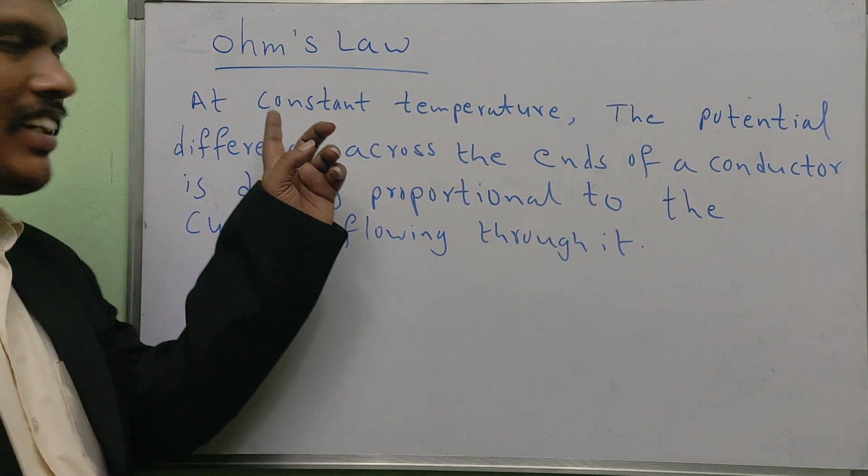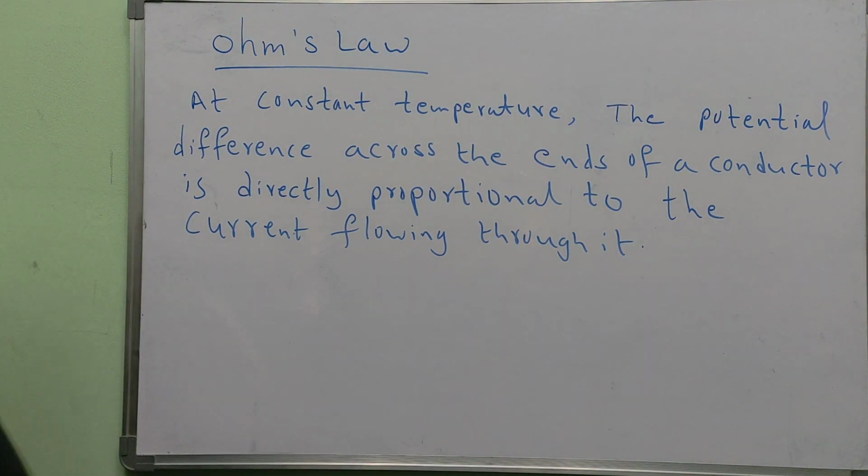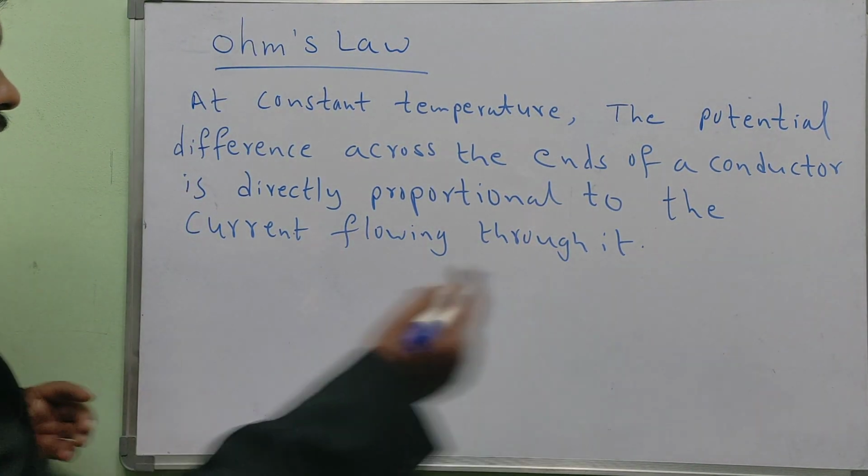Hello, good morning, students. This is Ohm's law. At constant temperature, the potential difference across the ends of a conductor is directly proportional to the current flowing through it.